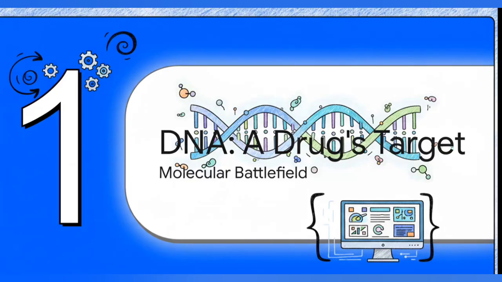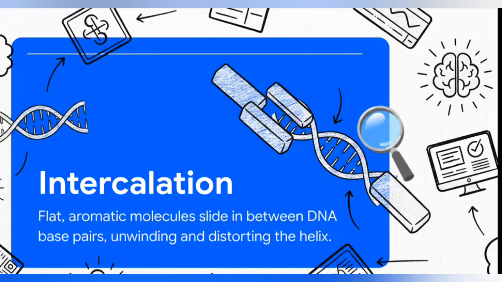Okay, first up, DNA as a drug's target. You know, it's like they say, if you want to design the perfect key, you have to understand the lock. And for these drug designers, the lock is our DNA double helix, and it has some very specific places where a key can fit. One of the main ways drugs do this is through something called intercalation.